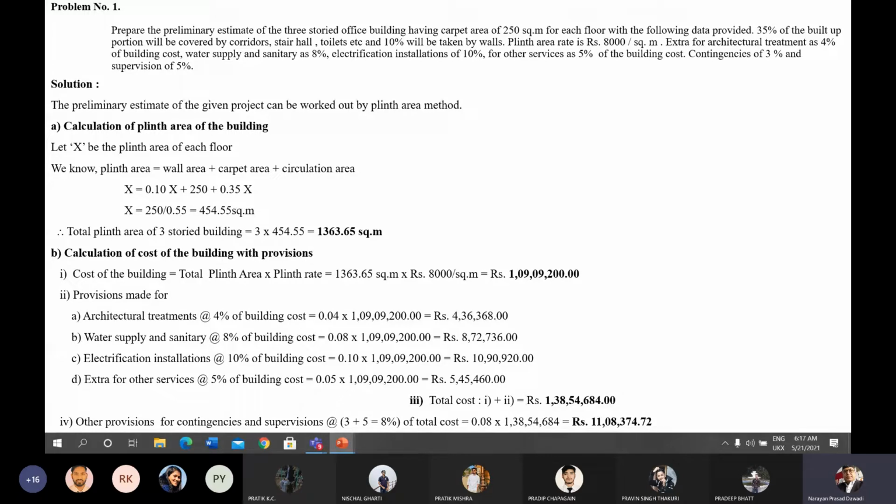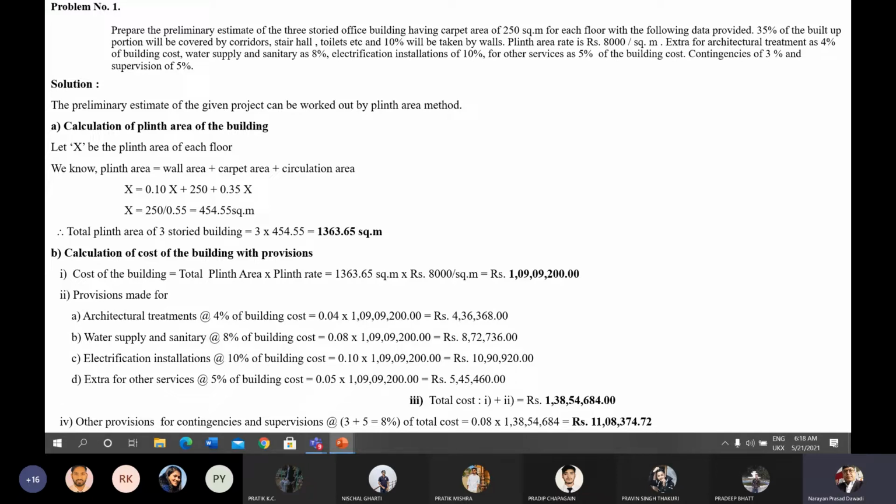That's why X is equal to wall area 10%, that is 10 divided by 100 into X, 10% of X, which value will be 0.10X, plus carpet area, given as 250 square meter for each floor, 250, plus the circulation area, given as 35%, which will be 35% of the X. After solving these terms, you get each floor plinth area as 454.55 square meter.